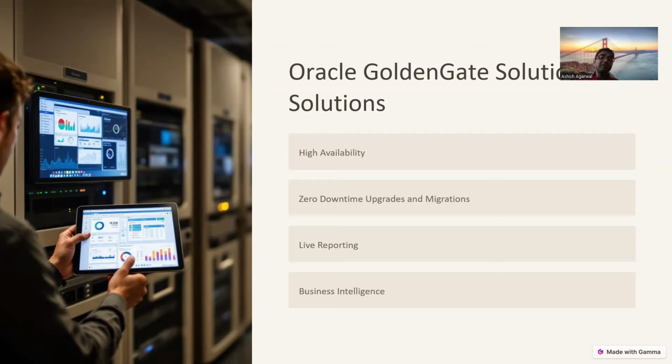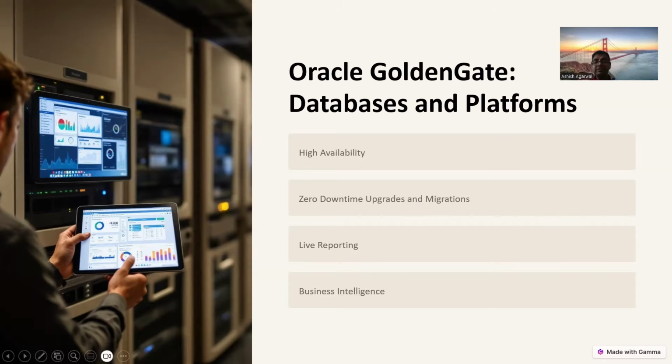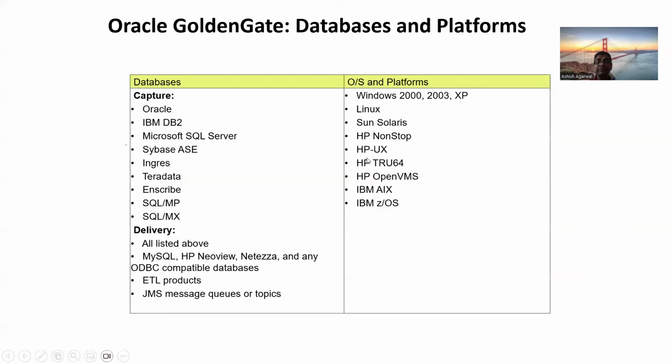Netflix is using Oracle GoldenGate. Uber is using Oracle GoldenGate. So I'm naming the major, day-to-day companies that you use, they are using Oracle GoldenGate. Name your bank, name your credit card company, name your financial institution. Everywhere GoldenGate is being used. Okay. So GoldenGate is the most sought after product in this data replication technology.